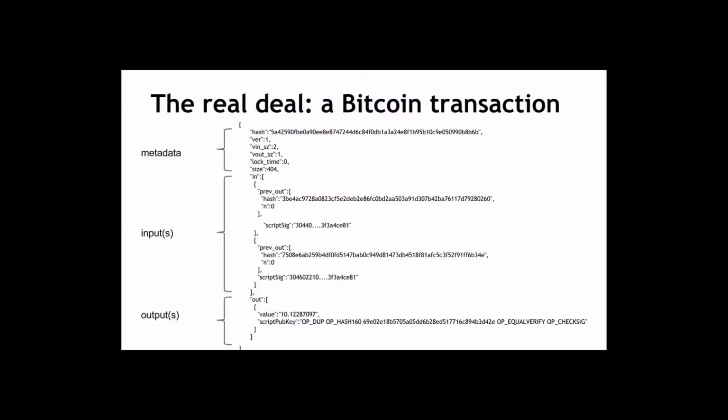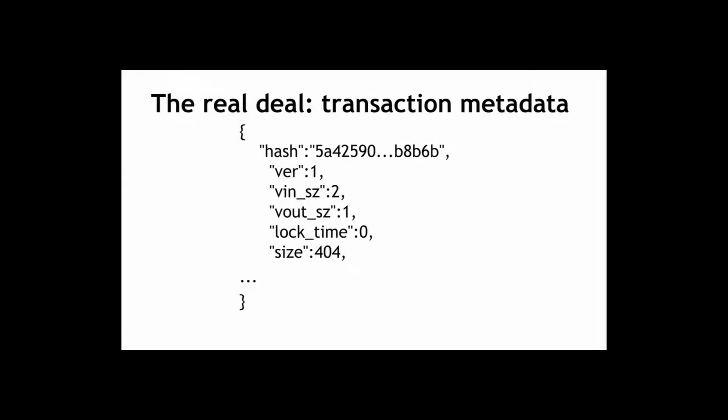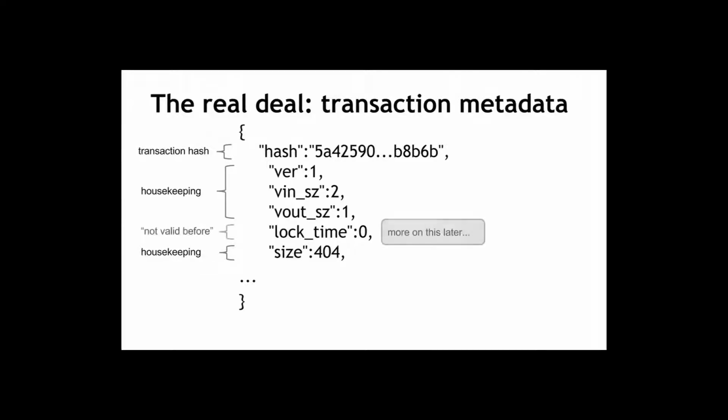So there are three parts: some metadata, a series of inputs, and a series of outputs. We'll start with the metadata. There's some housekeeping information, which is the size of the transaction, the number of inputs, and the number of outputs. There's the hash of the entire transaction, which will serve as a unique ID for the transaction to let us do hash pointers. And then there's this funny lock time parameter, which I'll come back to later.